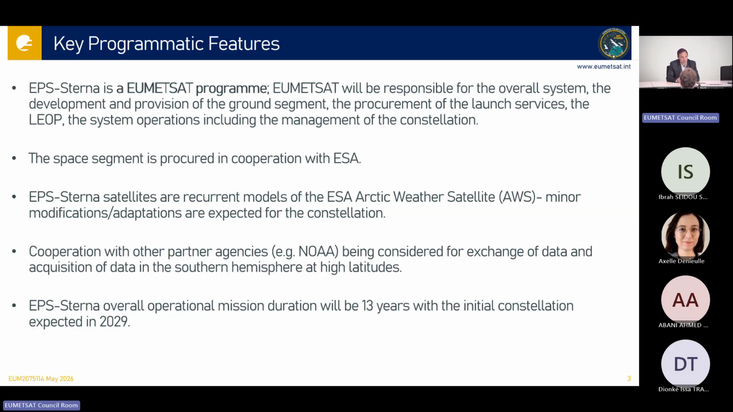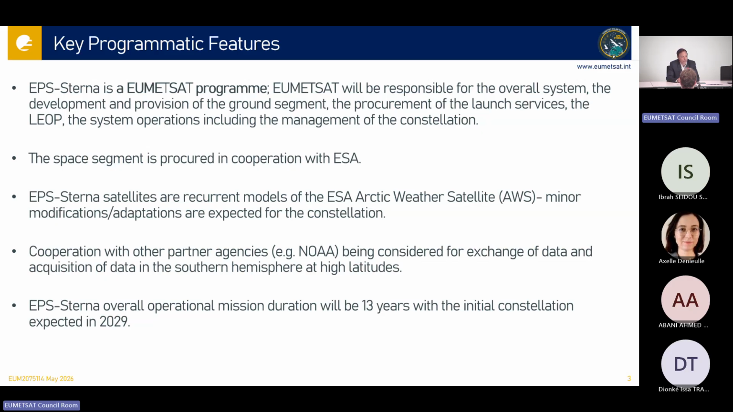So a few programmatic features of this program. First of all, this is a fully funded EUMETSAT program. That means EUMETSAT is responsible for the entire system, which means the ground segment, procurement of launch services, the LEOP, the system operations, as well as the management of the constellation. We cooperate with ESA, which will be the procurement agency for the space segment, and we have a cooperation agreement with ESA on that.